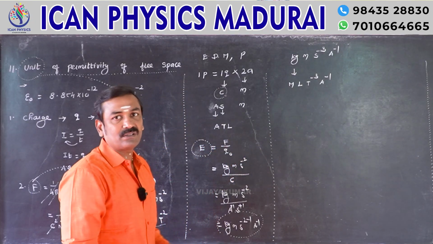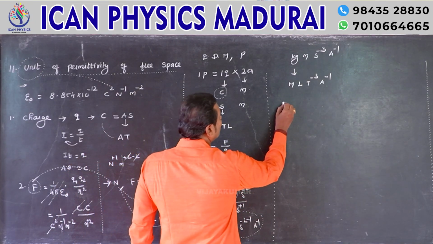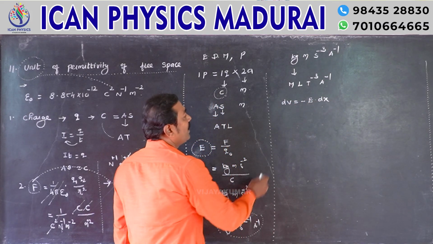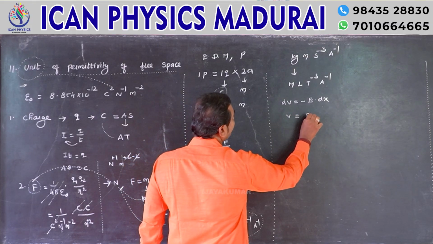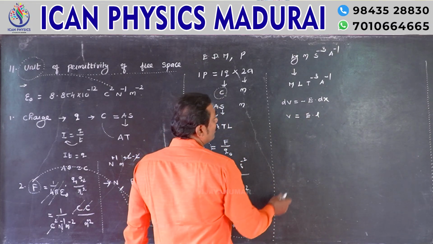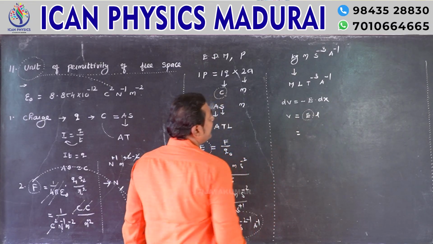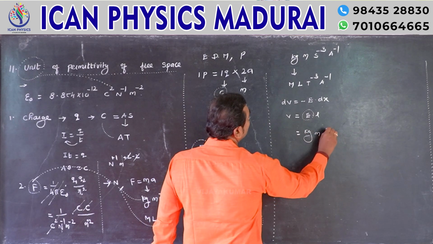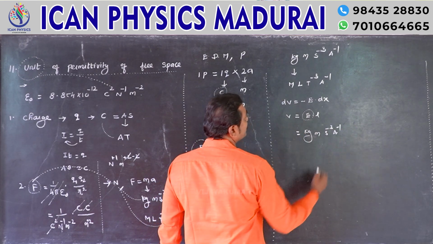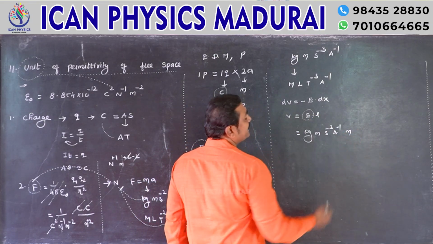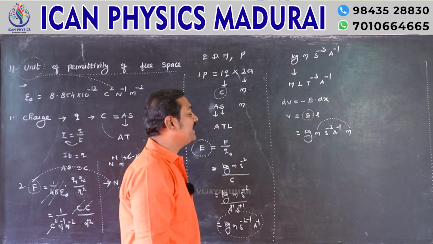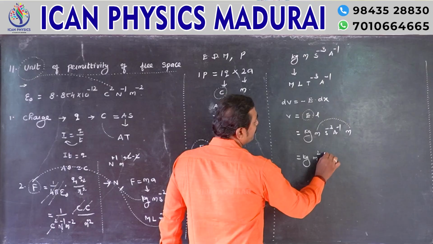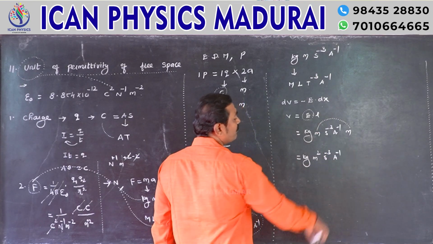So from the electric field, I want to go to the potential. Okay. So dV equal to minus E into dx. Or otherwise, V equal to E into L. So unit of electric field, that is kilogram meter second cube A power minus 1, into length. So unit of length is meter. Now meter into meter, that is meter square. So kilogram meter square second power minus 3 A power minus 1.